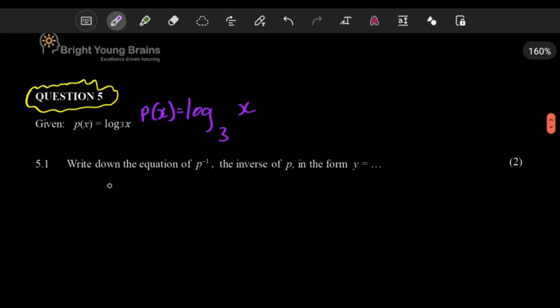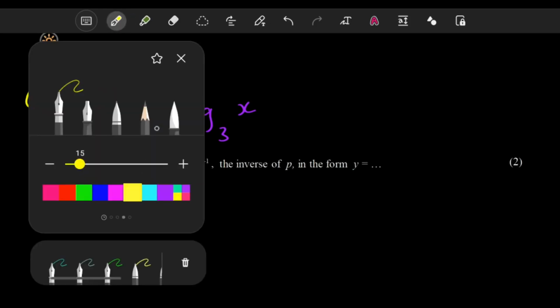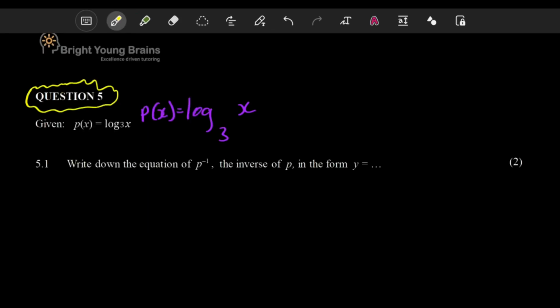It says here, write down the equation of the inverse of P. Write down the inverse of P in this format. So luckily here, all you have to do is swap things around. You see, x becomes y and y becomes x. So let me write here: x becomes y, y becomes x.